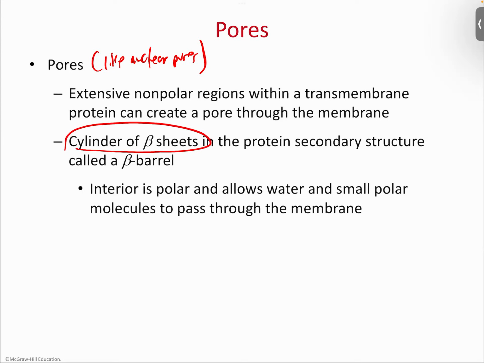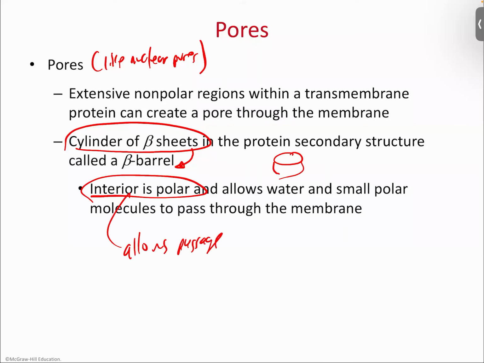And when you create that cylinder of beta sheets, we oftentimes refer to it as a beta barrel because it kind of forms like a little round opening. And oftentimes the inner part is polar. What does this do? It allows passage of polar molecules. It's like a tunnel, right? This would be like a tunnel, like the Eisenhower tunnel.